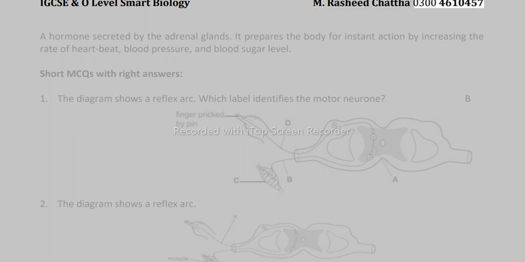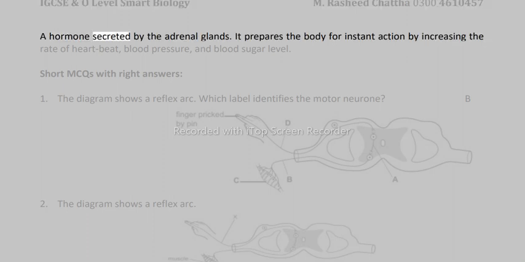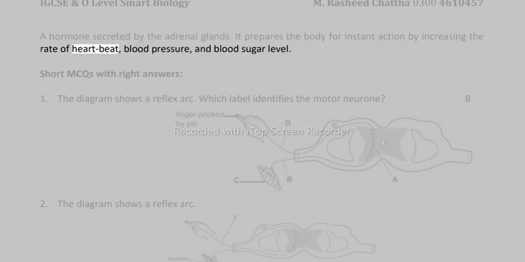A hormone secreted by the adrenal glands. It prepares the body for instant action by increasing the rate of heartbeat, blood pressure, and blood sugar level. Short MCQs with right answers.